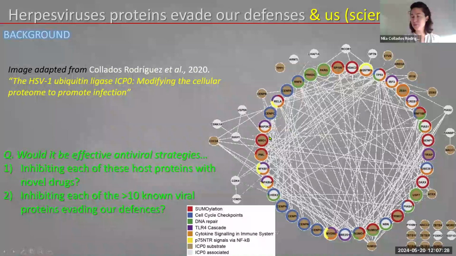It's a herpes protein, but all the other viruses have orthologs. And this is my point, that all the efforts of the cell and of the researcher are focused on proteins. So I want to make you think with me whether it would be an effective antiviral inhibiting each of those host proteins, or inhibiting all the 10 known viral proteins just for the case of herpes. So we are being focused on virus proteins.